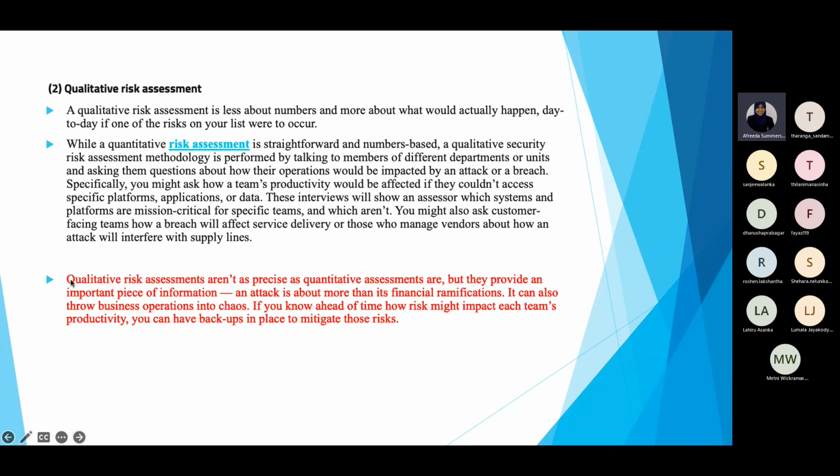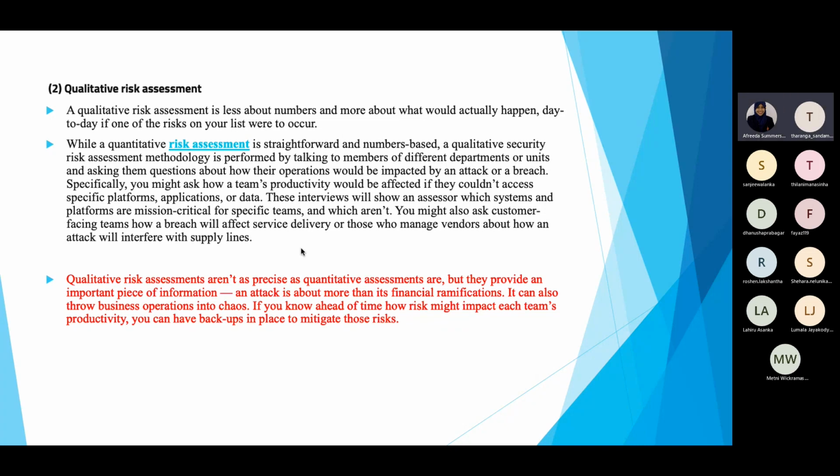So the last point, you need to understand qualitative risk assessments aren't as precise as quantitative assessments. What does that mean? Qualitative risk assessments aren't as precise as quantitative. Can somebody explain to me what that means? What do you mean by precision? Precise?